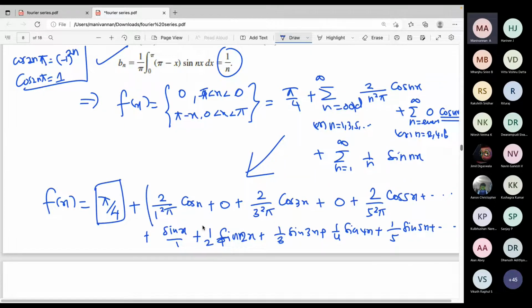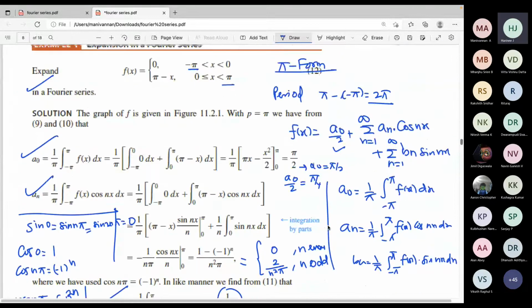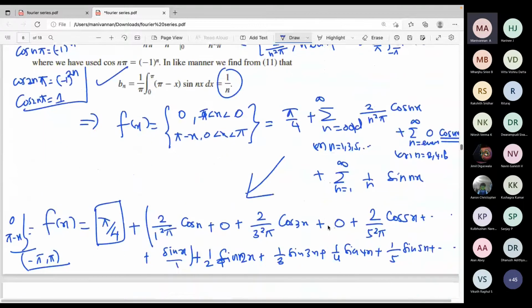So this is my a naught by 2, this is my an cos nx, and this is my bn sin nx. With this, the even number of terms vanish, whereas the odd number of terms are present. So this f of x, which is given as 0 and pi minus x form, can be represented over the entire interval minus pi to pi as a periodic function, as a combination of cosine and sine functions. Is it clear? Yes, sir. So in this way we can write.